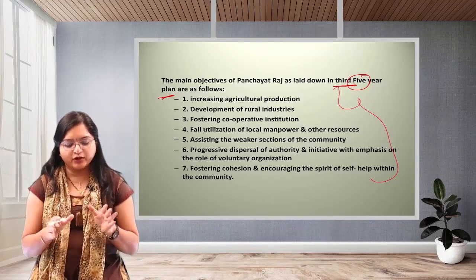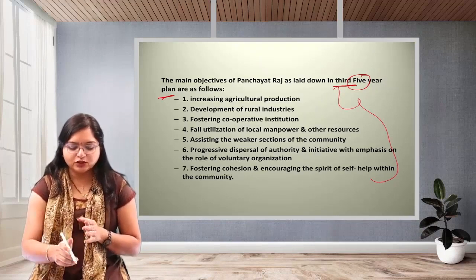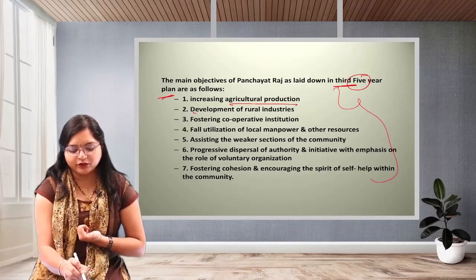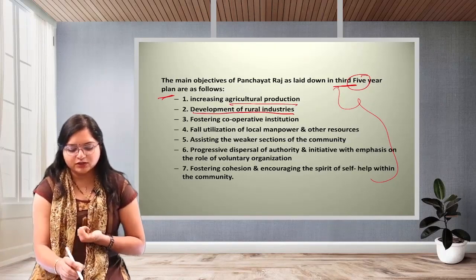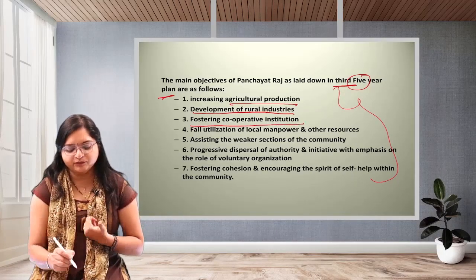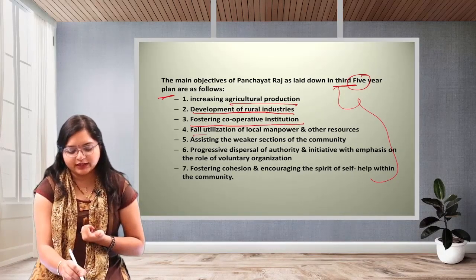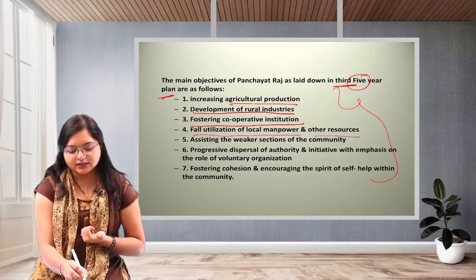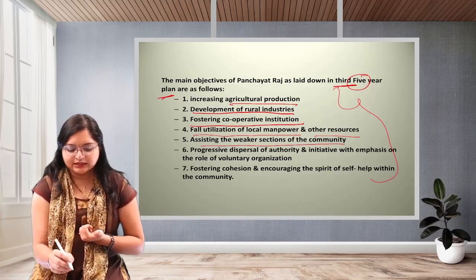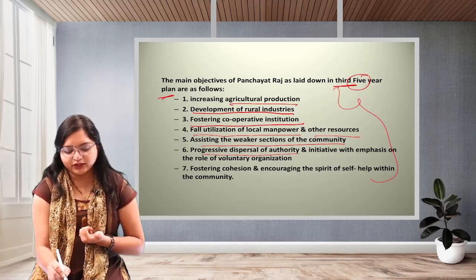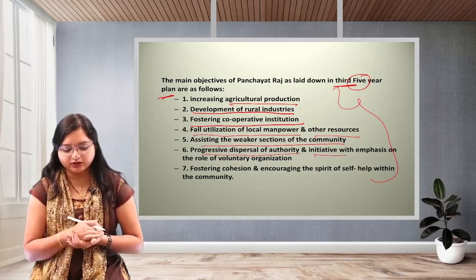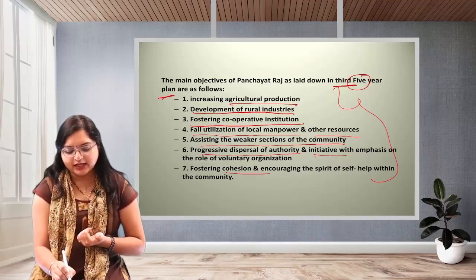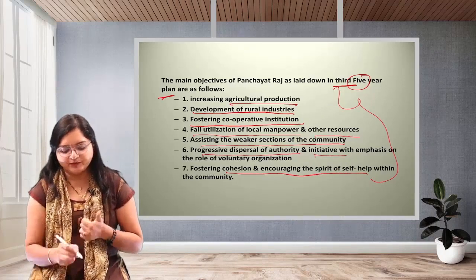According to that, the first objective was increasing agricultural production. The second objective was development of rural industries. Third was fostering cooperative institutions. Fourth objective was utilization of local manpower and other resources. Fifth one was assisting the weaker sections of the community. Sixth was progressive dispersal of authority and initiative with emphasis on the role of voluntary organizations. And the seventh was fostering cohesion and encouraging the spirit of self-help within the community.